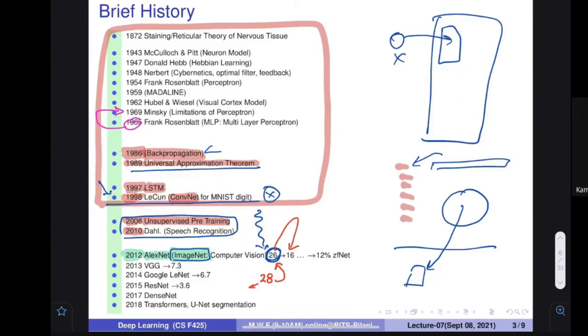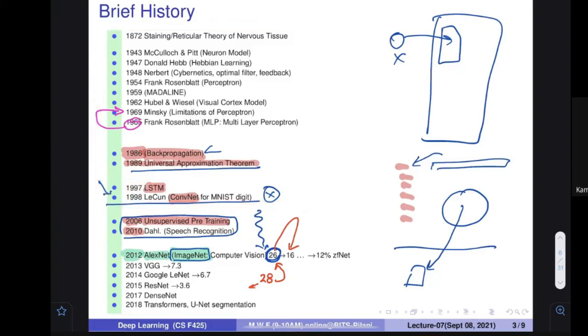So the thing that people were saying had died actually got its power again. And here AlexNet showed that the computer vision task can be done very effectively using the previous neural network based models. And again, the research started.